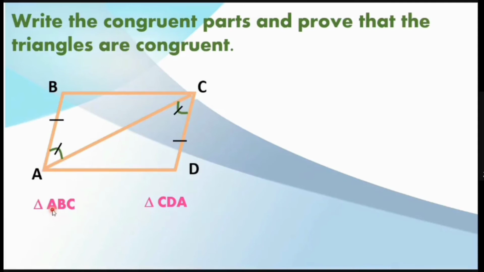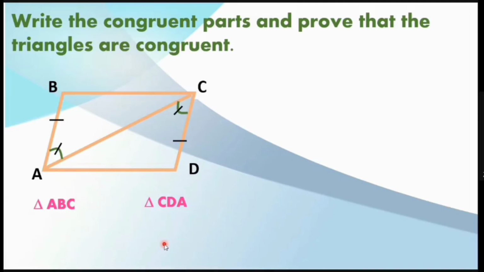Since we started here A, B, C, meaning from the point where the three line segments intersect, going to the side that has one tick mark, and finally to the side that has no tick mark. So we have A, B, C. Ganun din yung triangle CDA from the point where the three line segments intersect to the side that has one tick mark and to the third side that has no tick mark. Okay, so we have triangle ABC and triangle CDA.